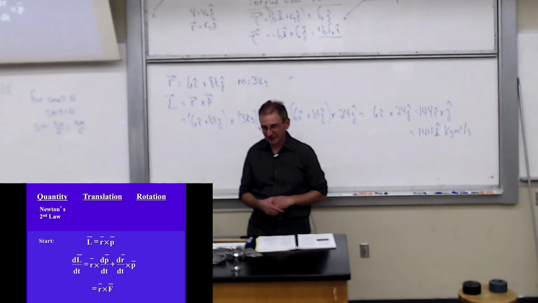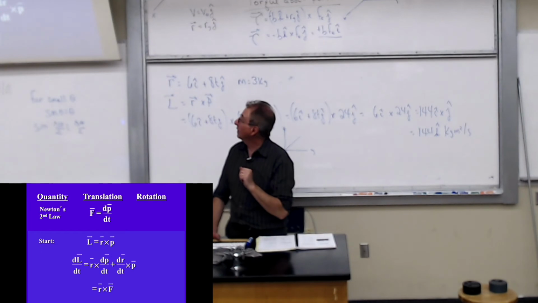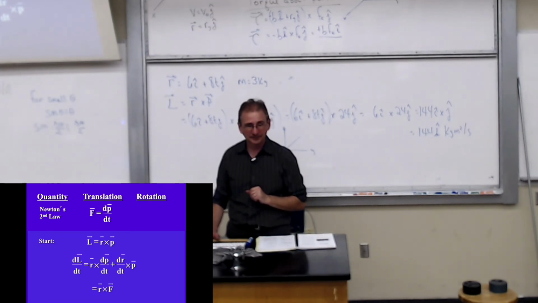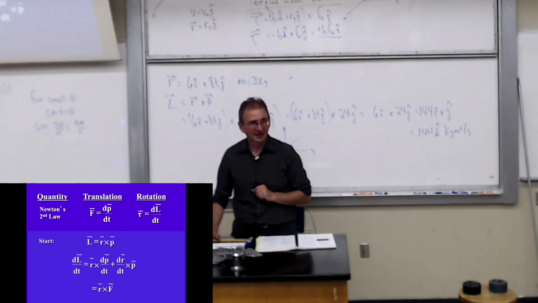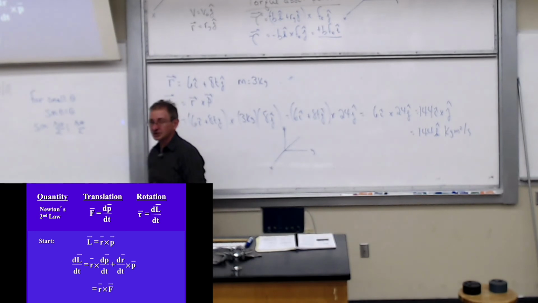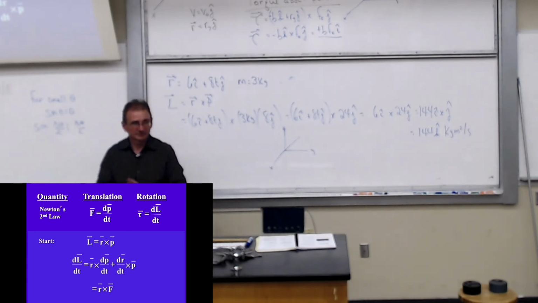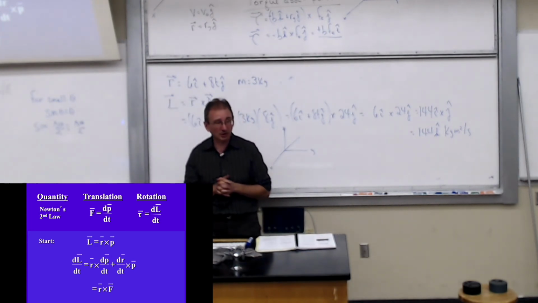Now, we also wrote Newton's second law as dp dt. Guess what dL dt is? The time rate of change of angular momentum. You can see it up on the board. The time rate of change of angular momentum is the torque.